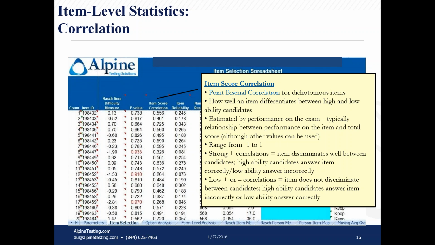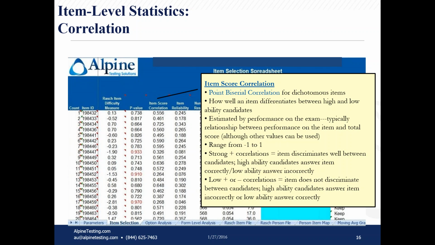Now the reason this can be valuable for cheating and security is if that number starts to decrease or degrade, that can be an indication that something's going on with the item. Because if that number goes down and it kind of plummets, what that says is that performance on that item is not in any way affiliated with how people perform on the test. And so you no longer have a situation where better candidates are getting this item correct.